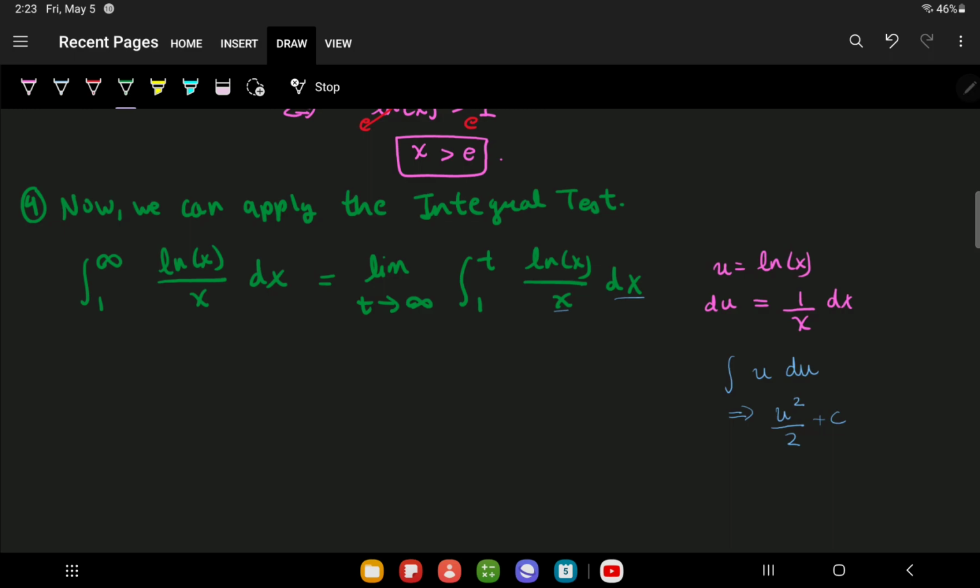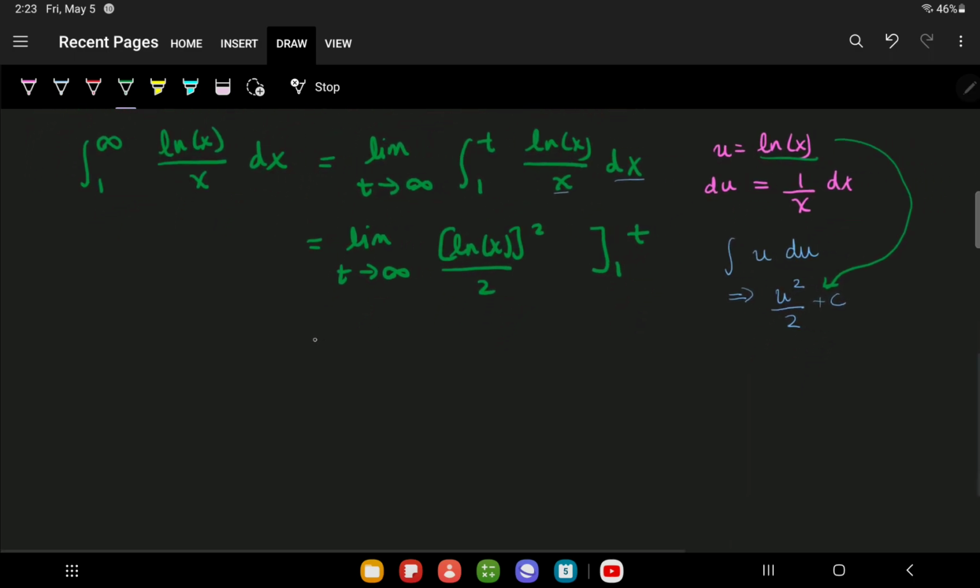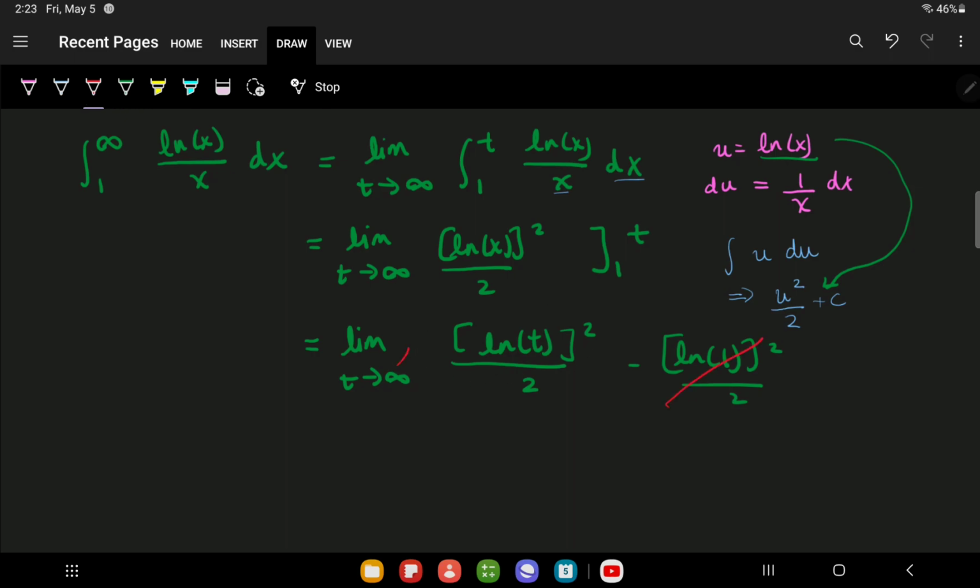So this is equal to the limit as t approaches infinity, and u was just natural log of x, so that is natural log of x, quantity squared over 2, going from 1 to t. Now, by the fundamental theorem of calculus, let's plug in the points. We have natural log of t, quantity squared, over 2 minus natural log of 1, quantity squared, over 2. What's natural log of 1? That's 0. So we only have this term remaining.